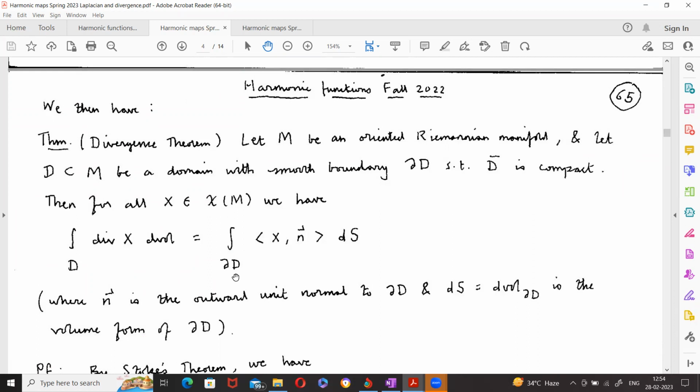Okay, so the boundary of D is a submanifold of M, right? It's a smooth submanifold. So I can restrict the Riemannian inner product to the tangent spaces up to the boundary. That will give me a Riemannian metric on boundary D. And then I take the corresponding volume form for that boundary, for the Riemannian metric on the boundary. Okay, so that is what I'm calling ds. Is it clear?